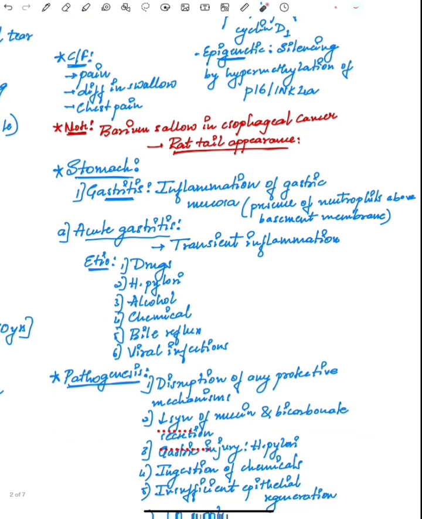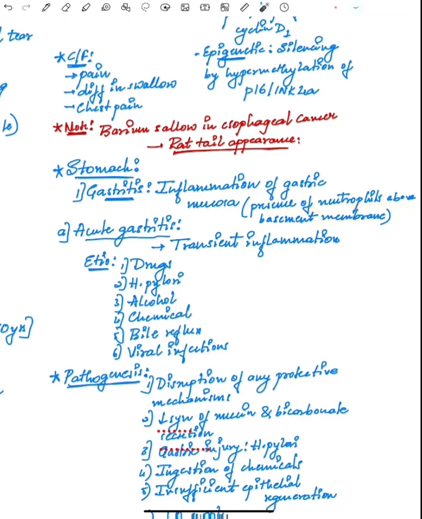Now, we have completed the esophagus. Now, let's move to the next part, that is the stomach. In the stomach, the main important part is gastritis. What is gastritis? It is inflammation of the gastric mucosa. In inflammation, we can see there is a presence of neutrophils above the basement membrane.